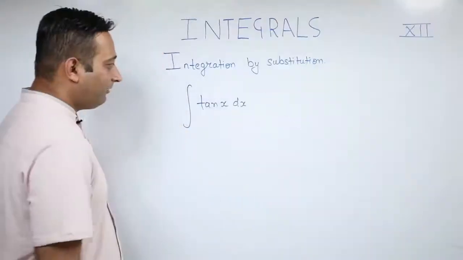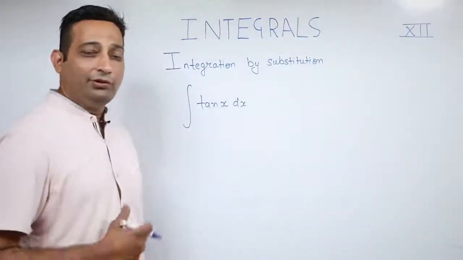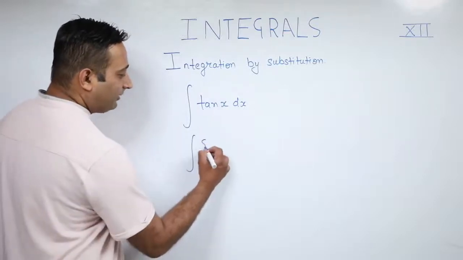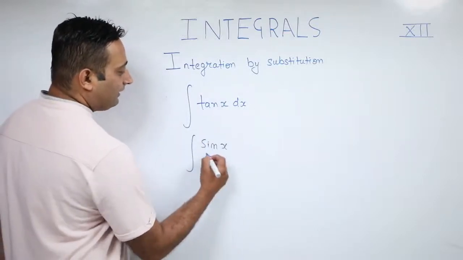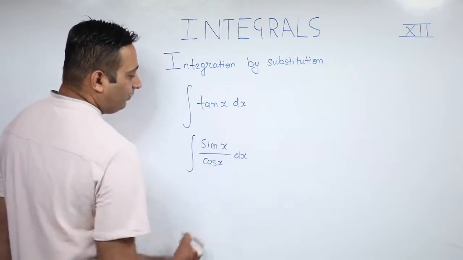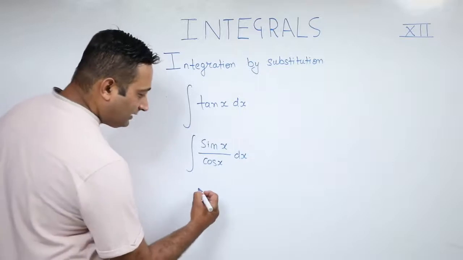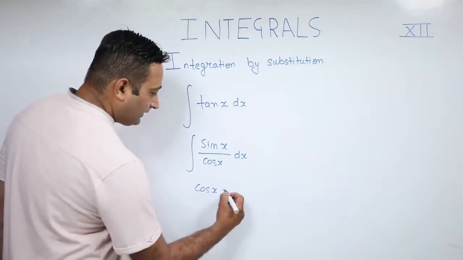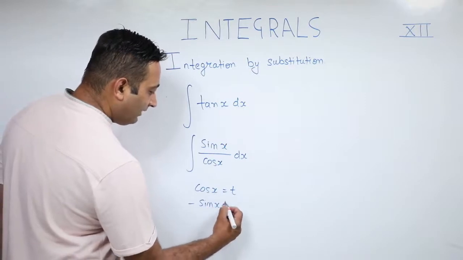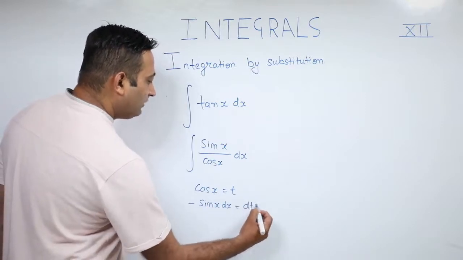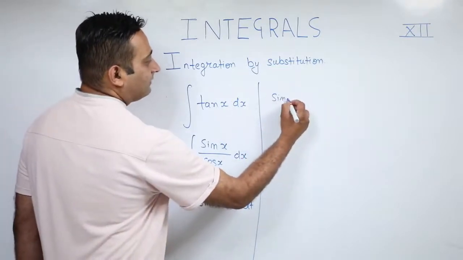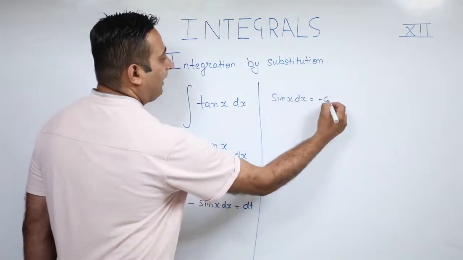Now let us consider one more function, that is tan x. We know the standard integral of this, but let us derive that using the method of substitution. We can write sin x by cos x as tan x. Now we can substitute cos x as t. Cos x is equal to t. Now the derivative of cos x is minus sin x dx is equal to dt. That means sin x dx is equal to minus dt.